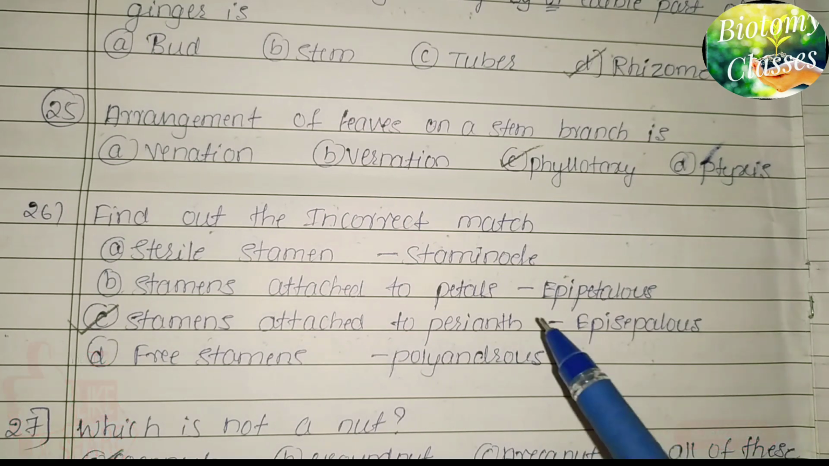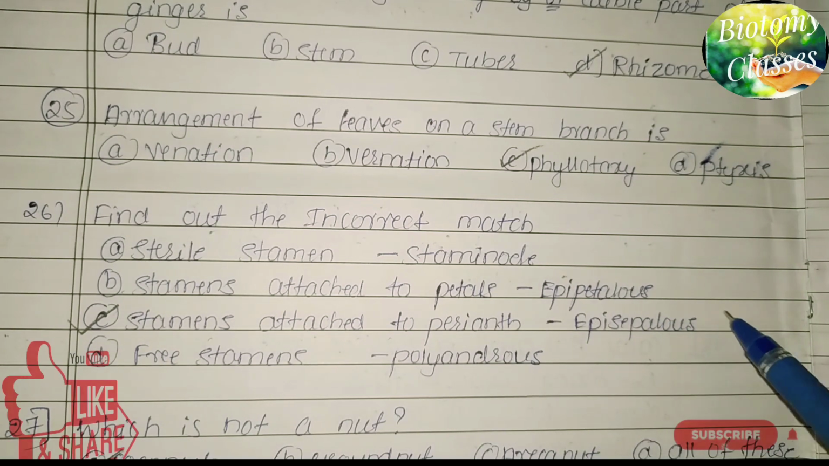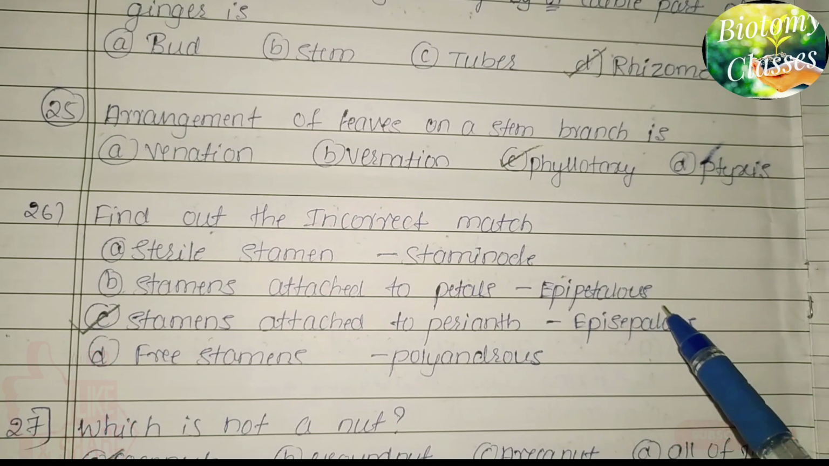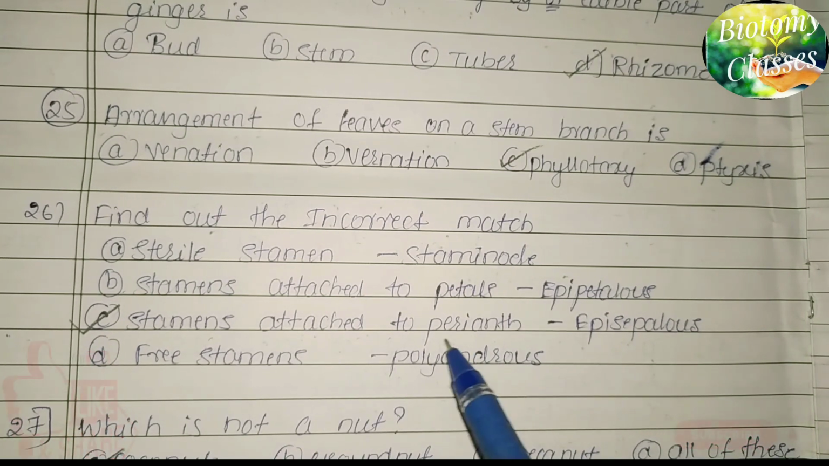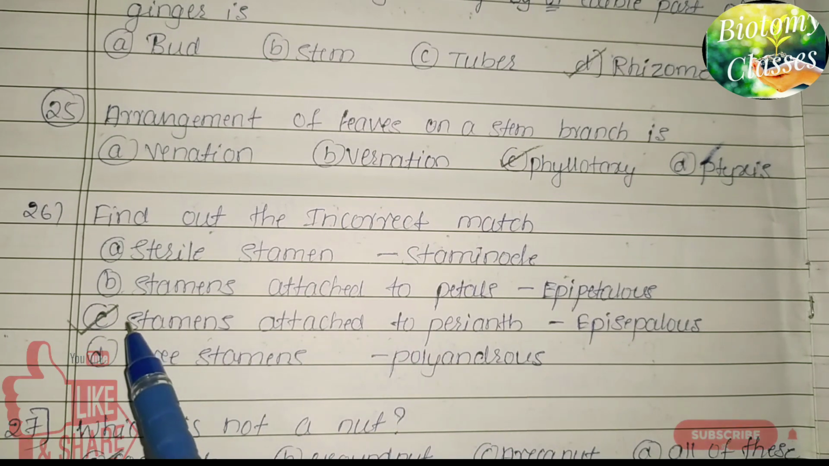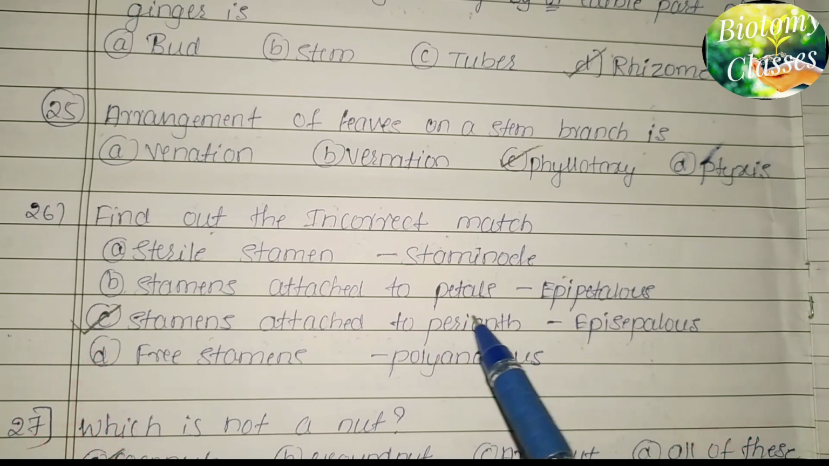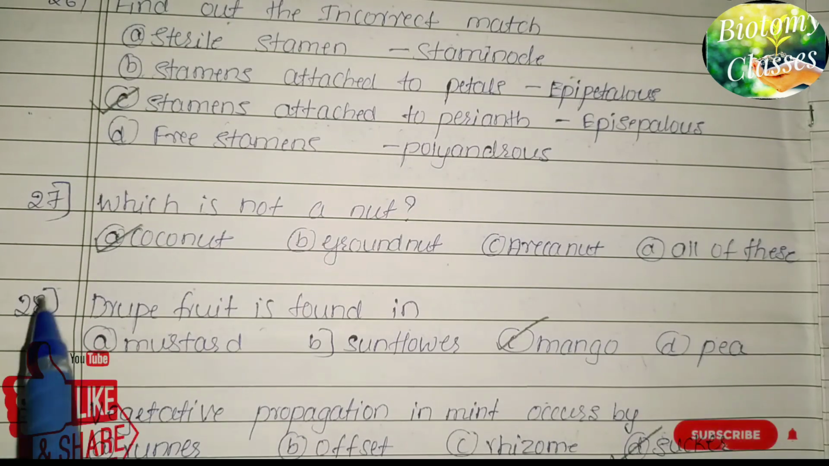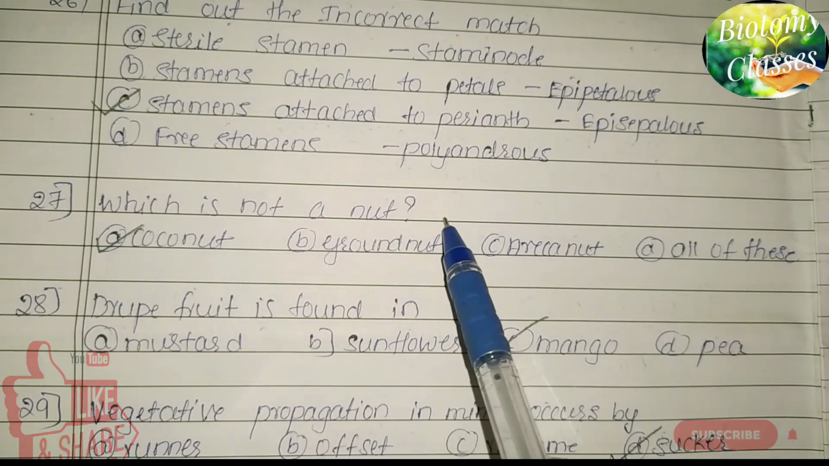Stamens attached to perianth is episepalous. This is wrong, because stamens attached to sepals is called episepalous. Free stamens are polyandrous. Poly means free. So polyandrous. So answer is C. Stamens attached to perianth and that is episepalous. This is wrong.